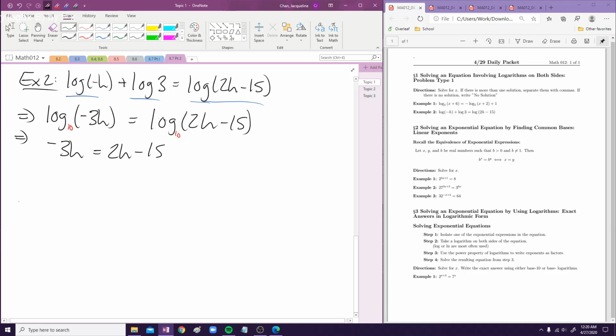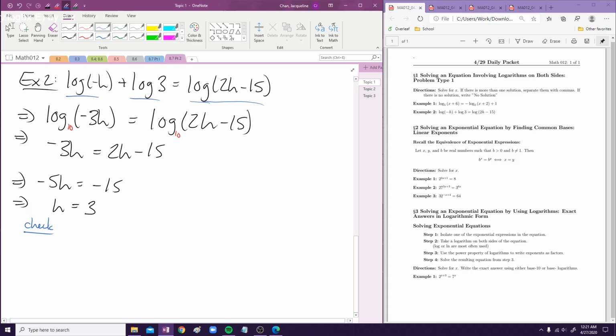So now let's continue. I'm going to subtract 2h over when I do that. So negative 3h minus 2h, that is negative 5h, equal to negative 15. Remember, we want a coefficient of positive 1. So if we divide both sides by negative 5, negative 15 divided by negative 5 is positive 3. So remember, the very last step: with logarithms and square roots, you always have to check it, right? Because they have domain restrictions. So for h is equal to 3, we're going to check.